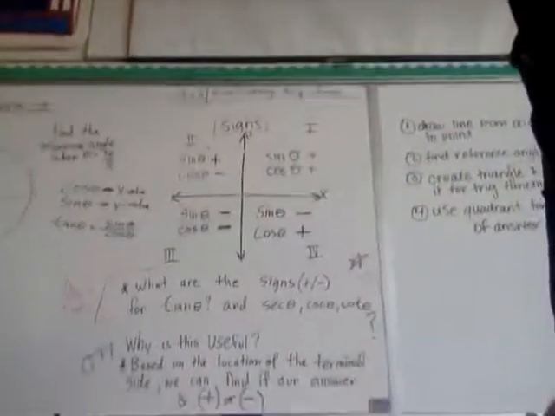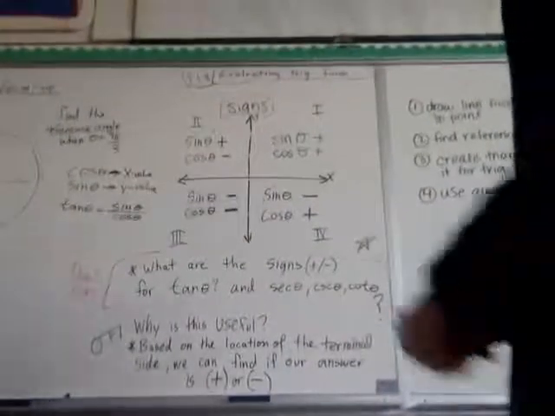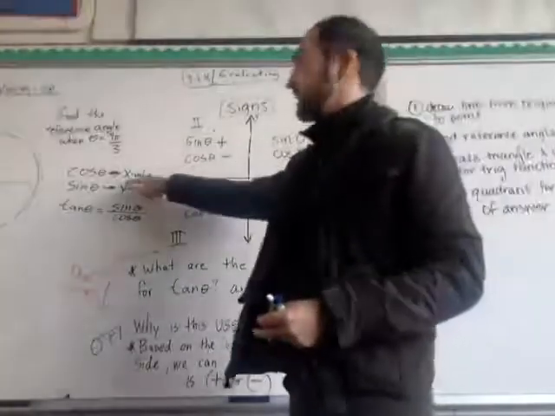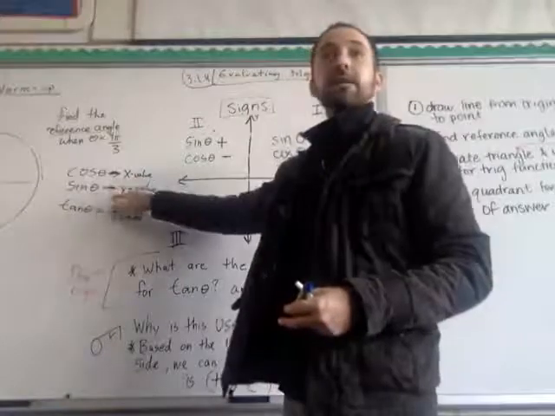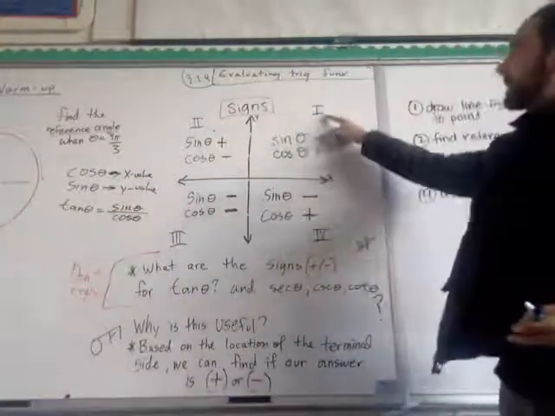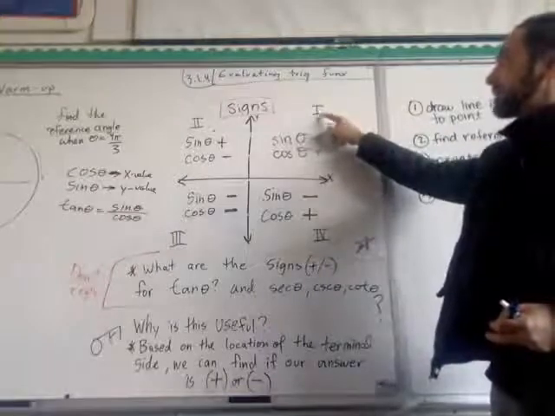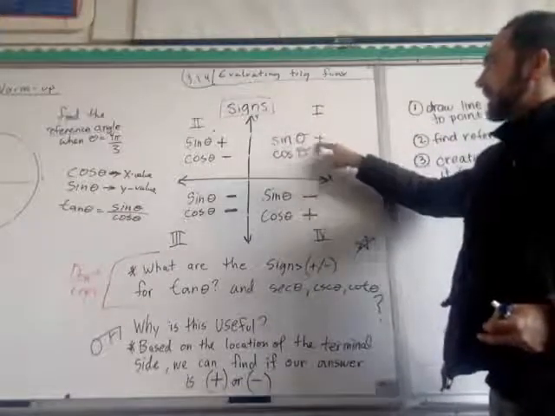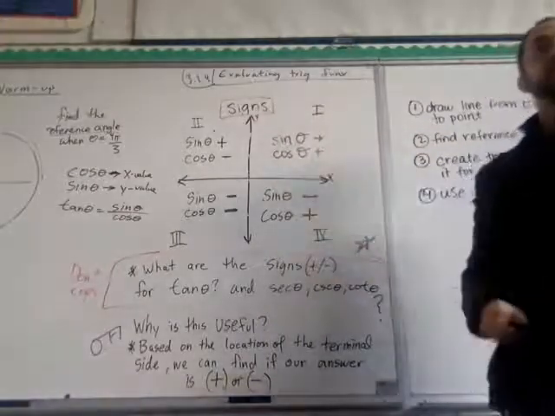All right. So think about this. I just broke down that the cosine of theta is our x values. The sine of theta is our y values. So if I look at this, somebody describe to me or tell me why in quadrant 1 the sine of theta is going to be positive, the cosine of theta is going to be positive. Why is that the case?